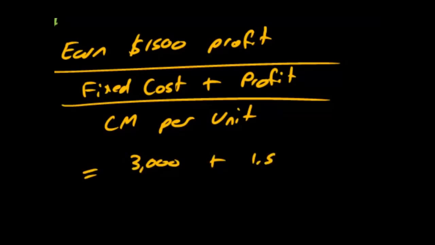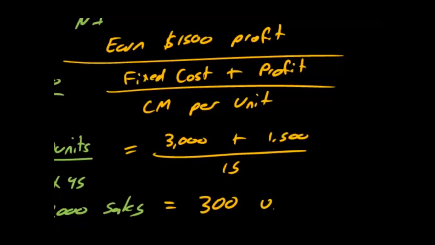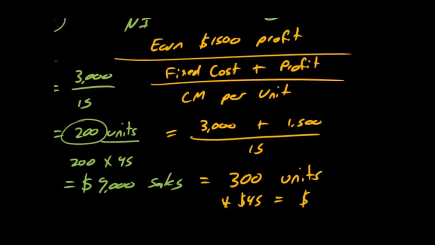So our fixed cost is still 3,000. We want to earn a $1,500 profit, and we know our contribution margin per unit is still $15. So we divide the whole figure over here by 15, and if you work out the math, you get 300 units. So in order to earn $1,500, we need to sell 300 prints at this art festival.